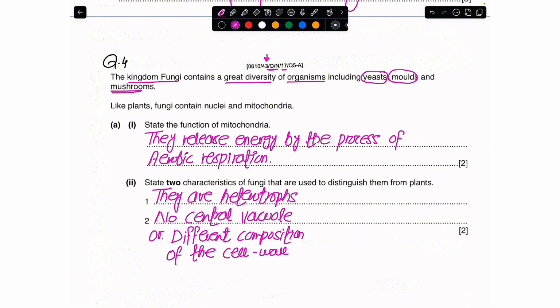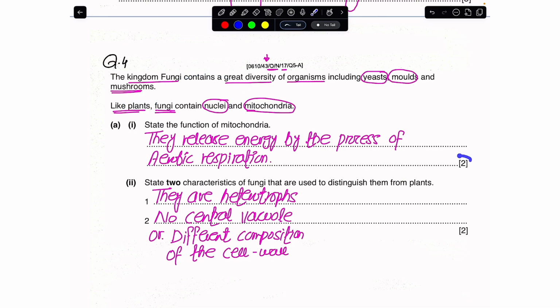Now we have a total of five kingdoms. We have animals, we have plants, we have fungi, we have protoctists, and then we have the fifth kingdom of bacteria, that we also call prokaryotes. They say that like plants, the fungi also have nuclei and mitochondria in them. So we know very well that plants have the nucleus and the mitochondria. So the same are there in the fungi.